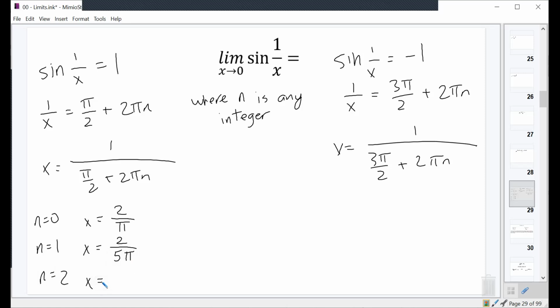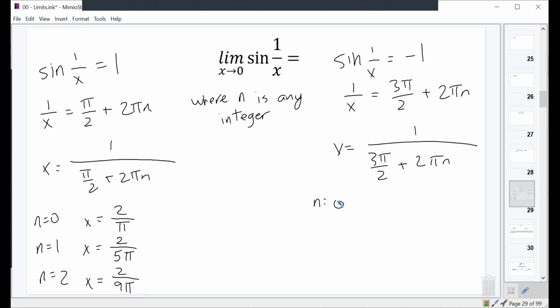And when n is 2, we're going to get x is equal to, well, pi over 2 plus 2 pi times 2. 2 pi times 2 is 4 pi. So we have pi over 2 plus 4 pi here, which is 9 pi over 2. And that's really just going to become 2 over 9 pi. And hopefully we can see the pattern when n is 3. This is going to be 2 over 13 pi and 2 over 17 pi. And so on.